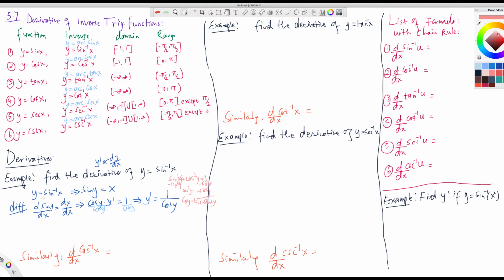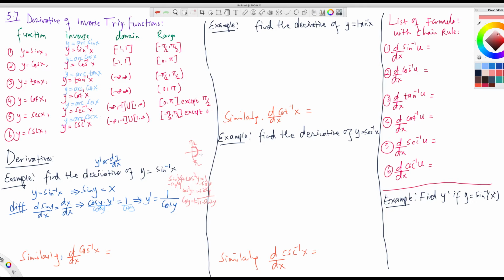We started with y equals sine inverse x. When y equals sine inverse x, the range of y will lie between negative pi/2 and positive pi/2, right? That is negative pi/2, that is positive pi/2. So this is the range of sine inverse x, or the value of y in y equals sine inverse x.